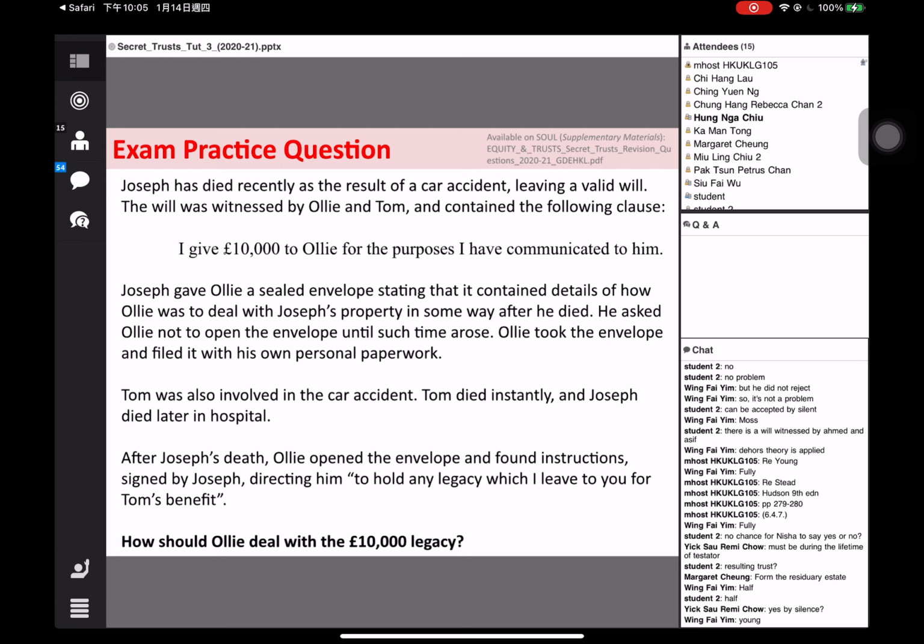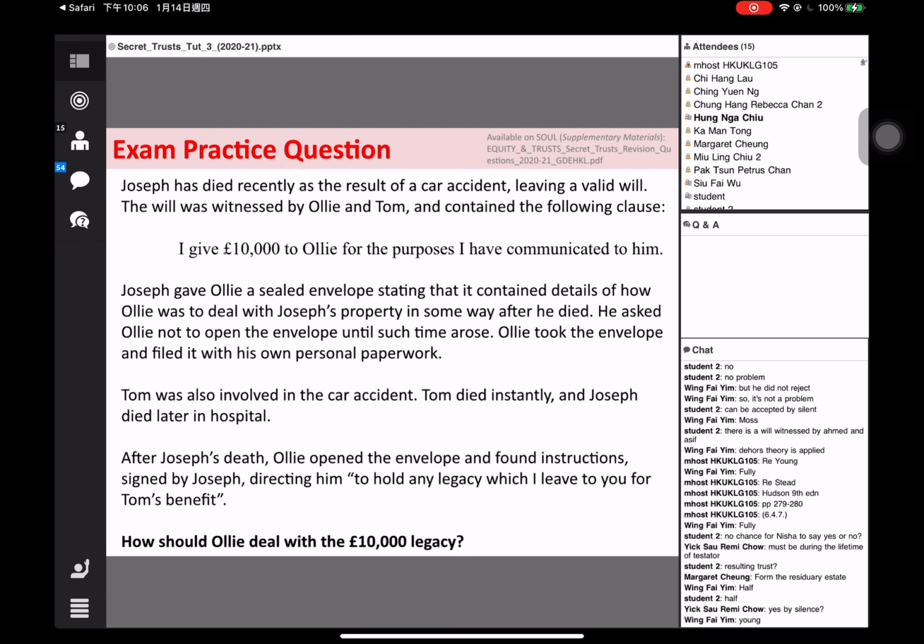It's not a testamentary trust arrangement because the trust was created during Joseph's lifetime. So it's inter vivos. So the Wills Act simply does not apply. Follow the case of Re Young. So by following Re Young, Tom will receive his benefit outside of the terms of the will. So Section 15 does not apply.